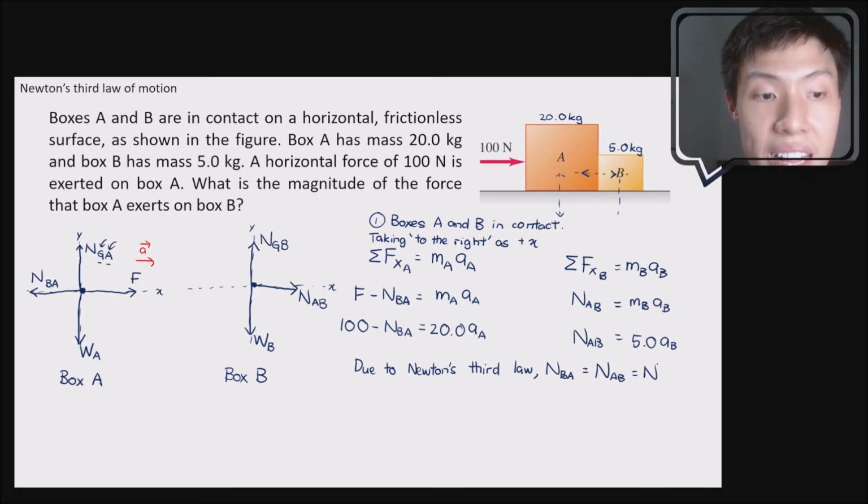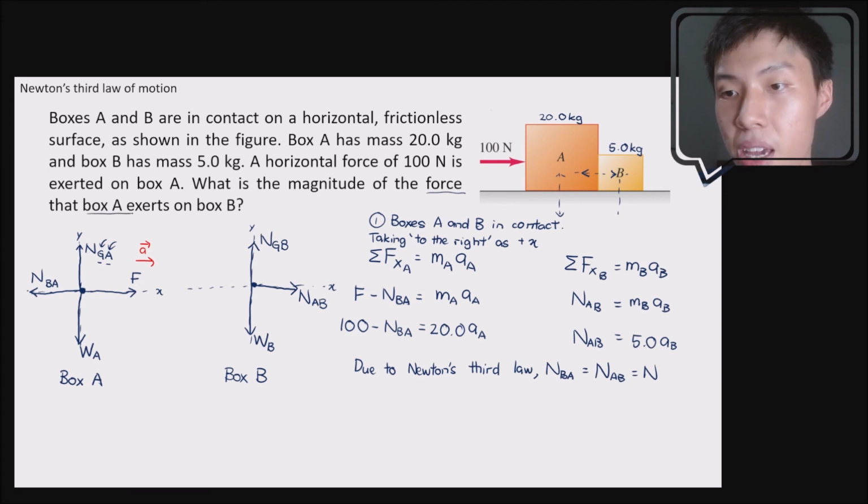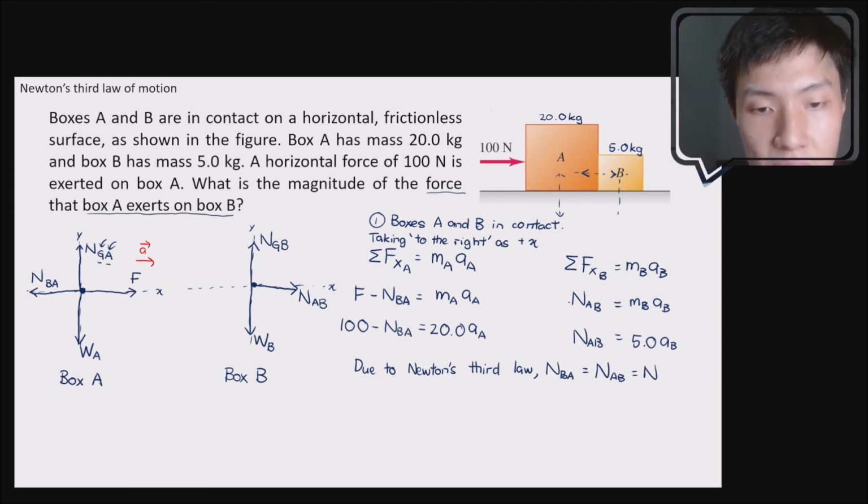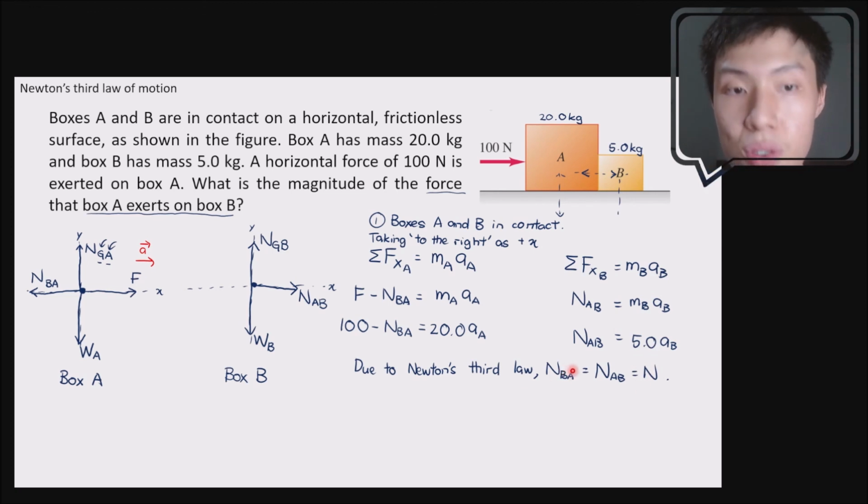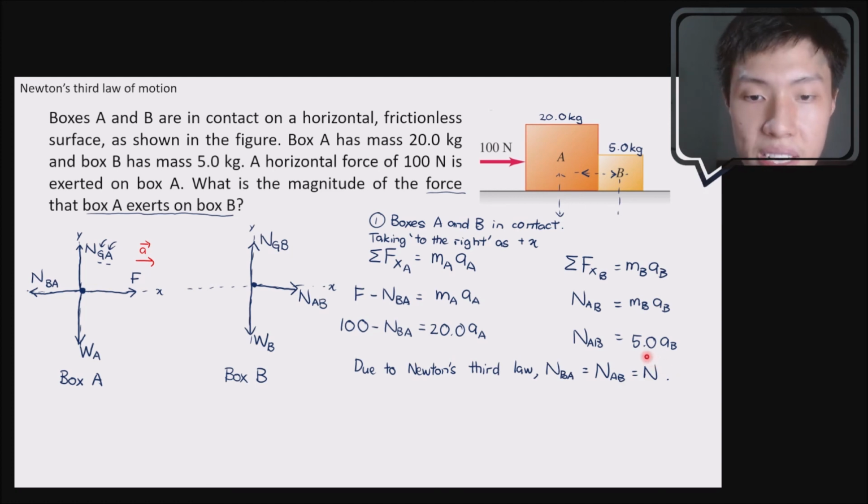Okay, so this N is the one that you want to find, because this is the N that is exerted by body A, by box A on box B. We give it a common name N here, because we don't want you to hesitate later whether we should write BA or AB. So we just write it as N. We give it a new name, we call it N. So this N will be the answer that I want to find later.